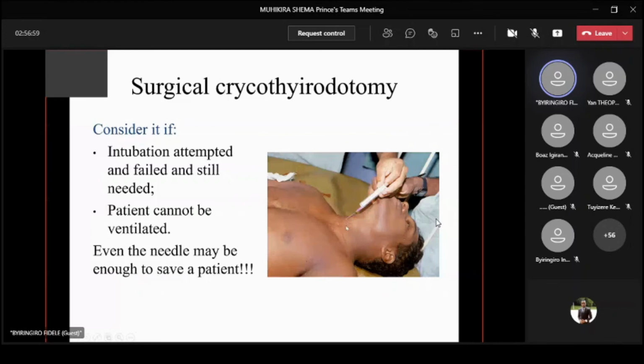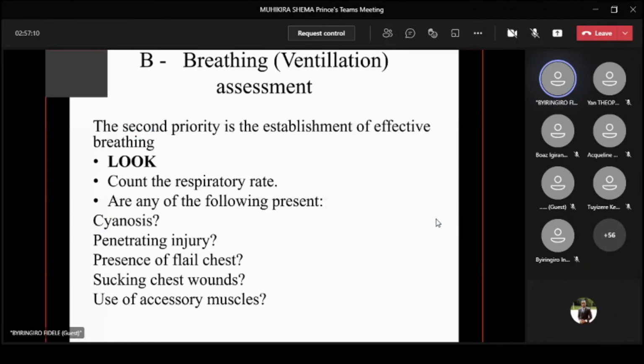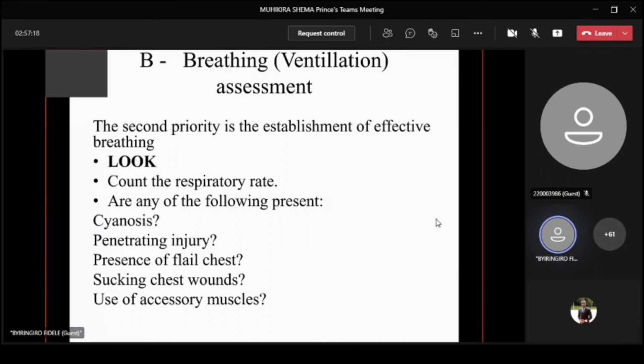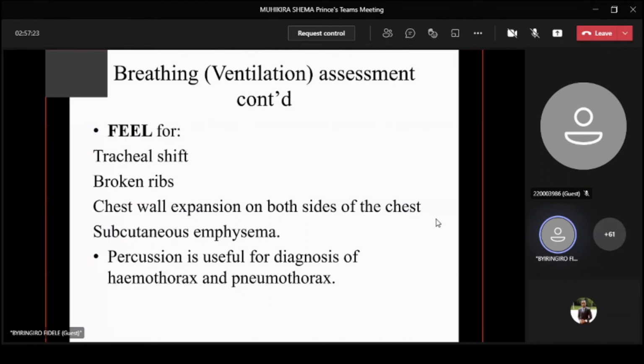So for breathing, it's the second priority in establishment of effective breathing. You have to look at the respiratory rate. Are any of the following present? Cyanosis, penetrating injury, presence of flail chest, sucking chest wound, or use of accessory muscles. You have to feel for tracheal shift, to feel any broken ribs, the chest wall expansion on both sides of the chest, or subcutaneous emphysema.